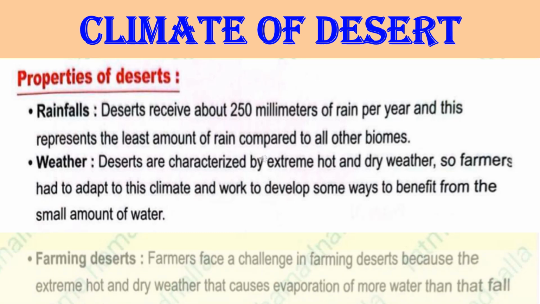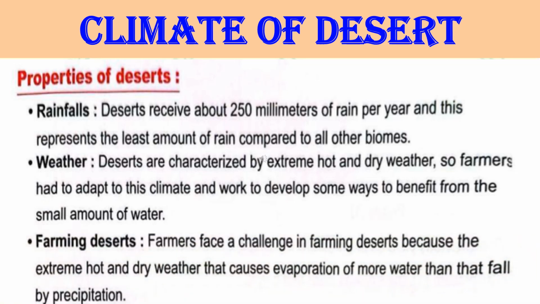Farmers face a challenge in farming deserts because the extreme hot and dry weather causes evaporation of more water than that which falls by precipitation. Okay?